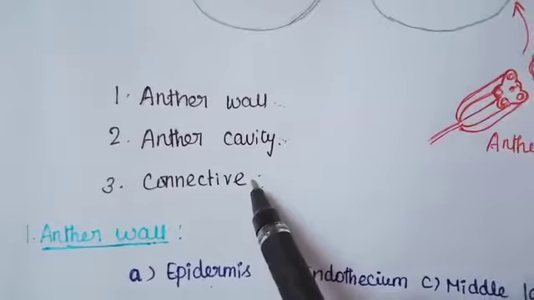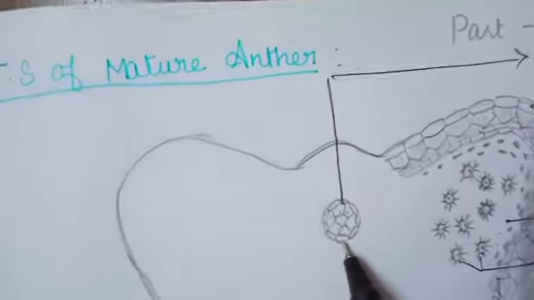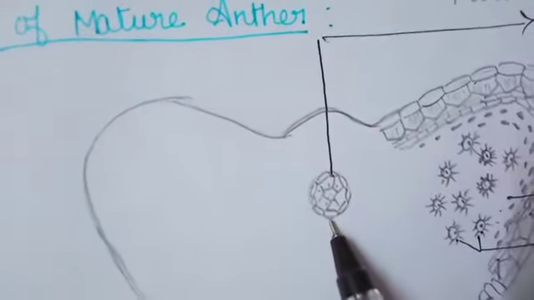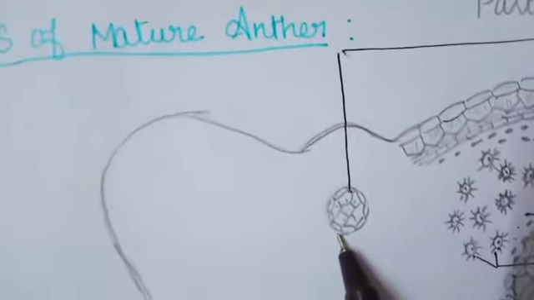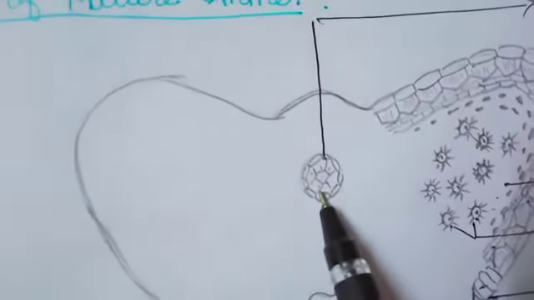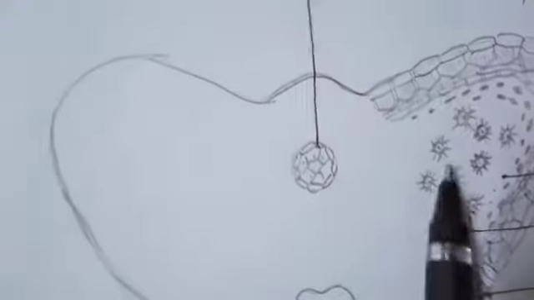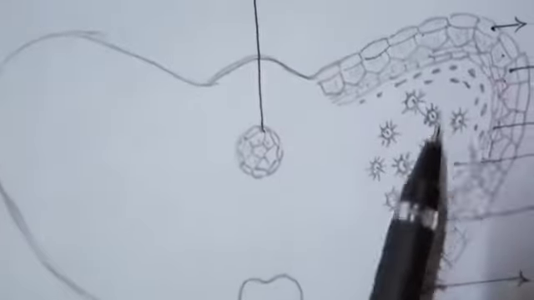And then connective, it is a connective tissue. It is the column of sterile tissue. Sterile means incapable of reproduction. Sterile tissue surrounded by the anther lobes, and it possesses the vascular tissue. Also, it contributes to the inner tapetum.